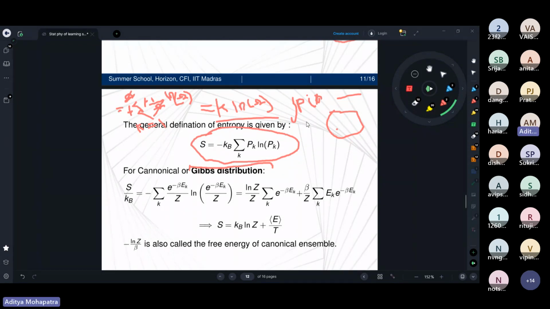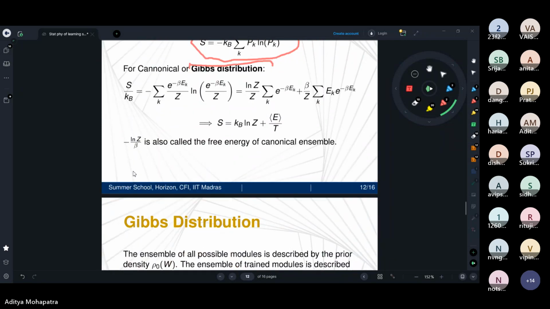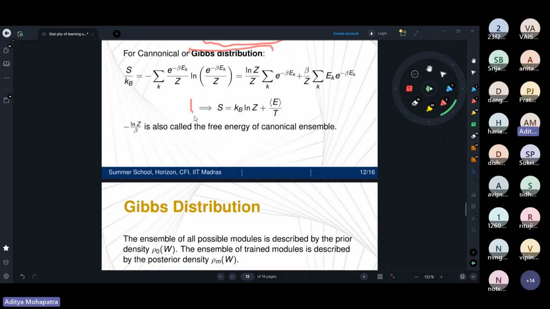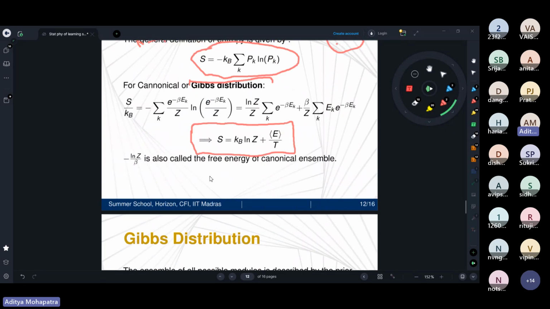By the same definition, you can calculate the entropy also. The derivation is a lot of work, so I'm skipping it. You can look at that after the session, or maybe if we have time after all the slides. So this is the expression of entropy in the canonical ensemble, this is the expression of average energy, and this is how entropy and energy are related.